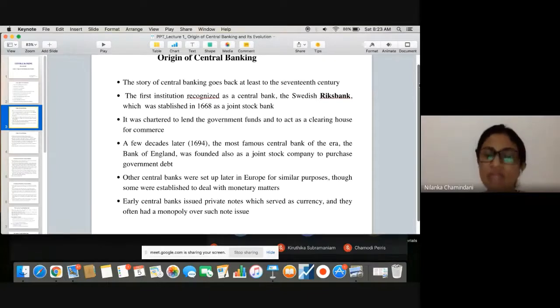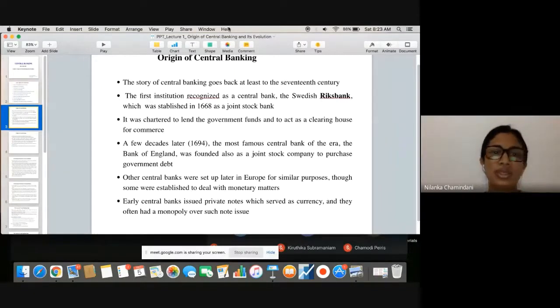So these banks also at that time issued private notes to serve as currency. They were not actually the currency notes that we see today, but specific notes that they could issue to serve the role of currency, right? And for issuing these notes, they had the sole power, the monopoly. Only central banks could issue these notes, not any other entities.